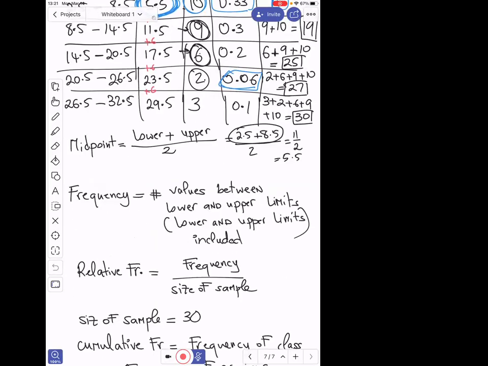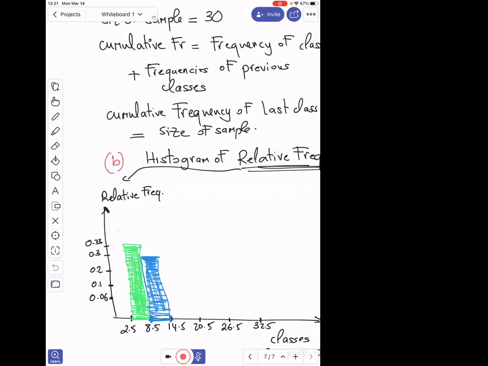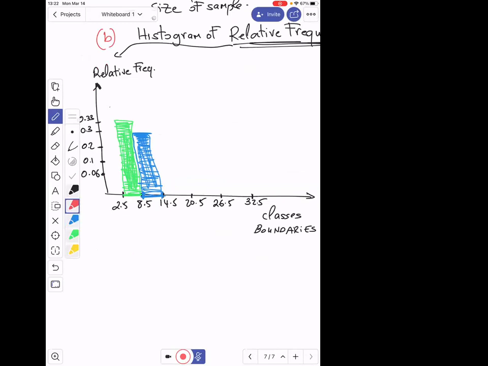Next, 0.2, that's my third class, third interval. So 0.2 would be this right here. My fourth class, the relative frequency is 0.06. So 0.06 would be this right here. And my fifth class is actually 0.1, so it's a little bit higher than the previous class. So 0.1 would be somewhere right here. So that's the histogram of my relative frequency.